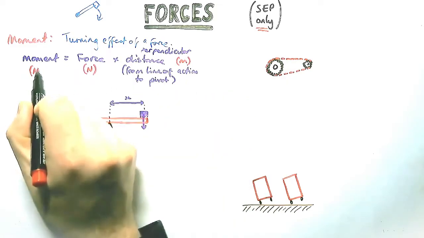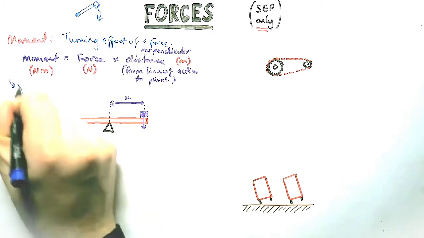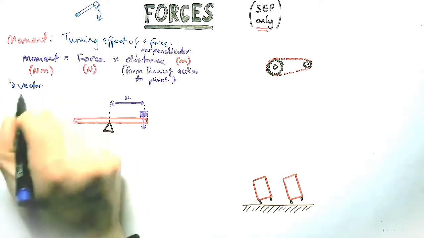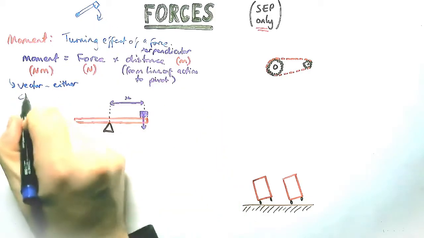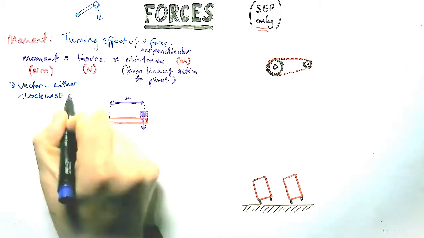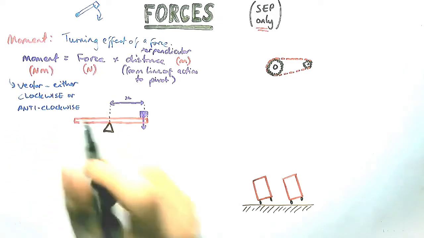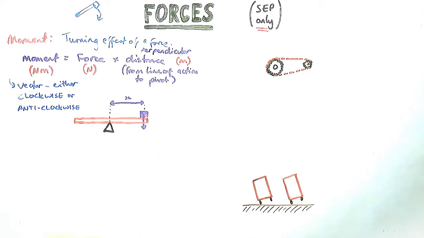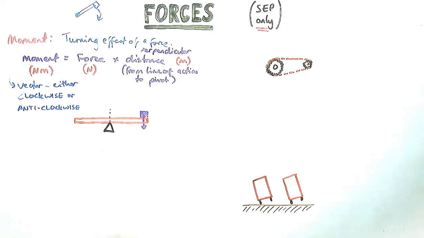Now, the units: force is newtons, distance has always got to be in meters, so moments are measured in newton meters. A moment is an example of a vector, so that means it has a direction. The two directions it can be in are either clockwise or anti-clockwise. Clockwise, like 12, 1, 2, 3, 4 on a clock, or the opposite direction, because it's always turning. It's never just left or right or back or forth.